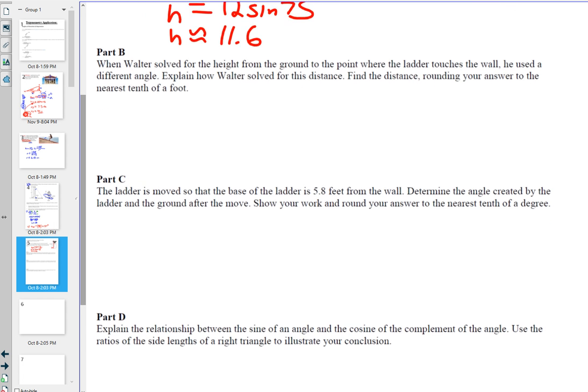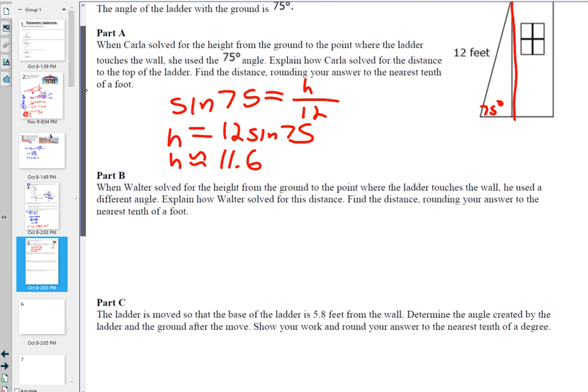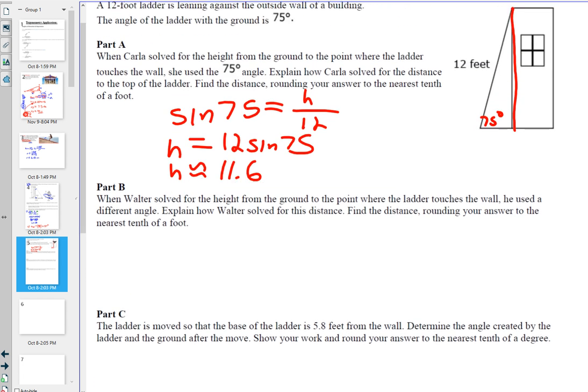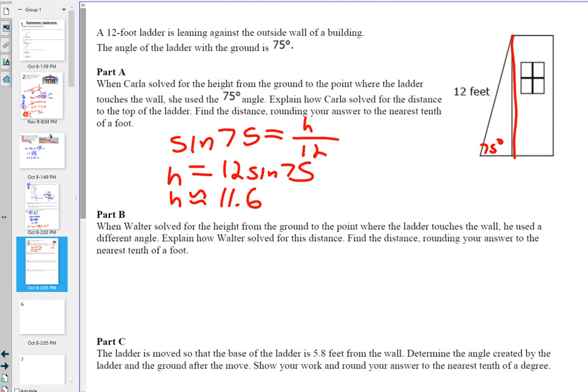Okay, part B. When Walter solved for the height from the ground to the point where the ladder touches the wall, he used a different angle. Explain how Walter solved for this distance, and then find the distance, rounding your answer to the nearest tenth of a foot. When Walter solved, it makes sense. When Walter solved for the height from the ground to the point where the ladder touches the wall, he used a different angle.